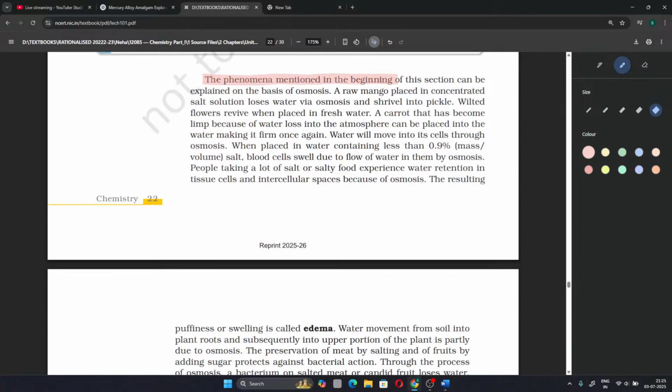The phenomena mentioned in the beginning of this section can be explained on the basis of osmosis. Raw mango placed in concentrated salt solution loses water via osmosis and shrivels into a pickle. Wilted flowers revive when placed in fresh water. Here, when a mango loses water, it is called a hypertonic solution. When wilted flowers revive when placed in fresh water, this is a hypotonic solution. Water is getting into the flower. A carrot that has become limp because of water loss in the atmosphere can be placed in the water, making it firm again, basically gaining of water, hypotonic solution once more.